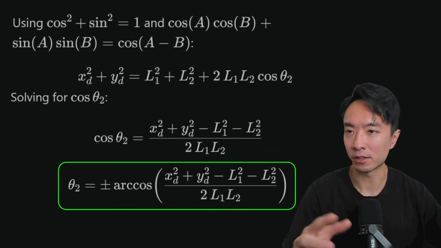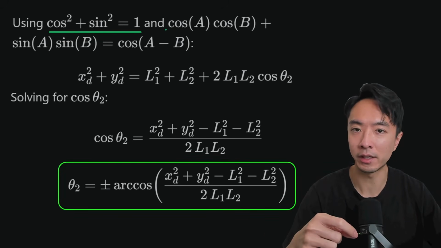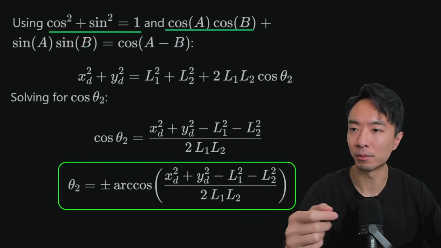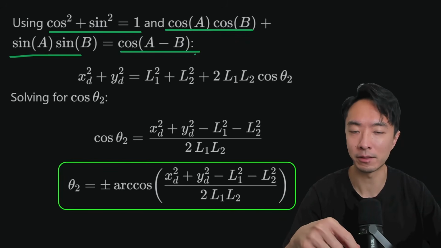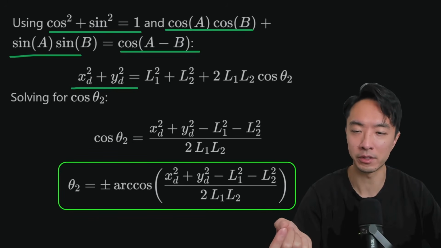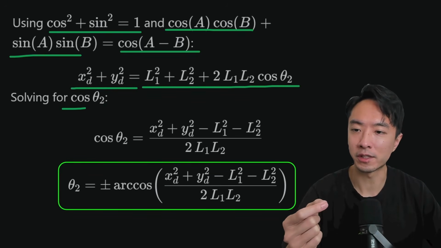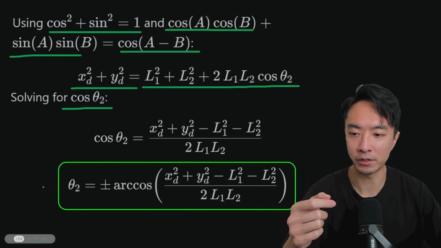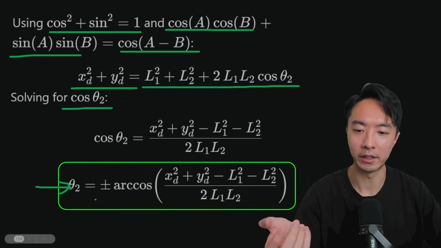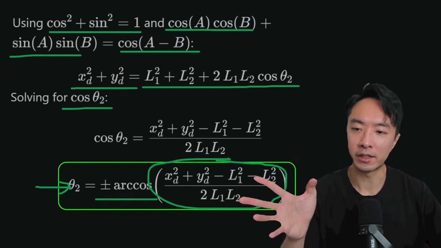Once we have that, we can start doing some algebra. Using the property that cosine squared plus sine squared equals 1, and that cosine A cosine B plus sine A sine B gives us cosine of A minus B, we can say that xd squared plus yd squared equals this expression right here. The main thing we're solving for is cosine of theta 2. Once we do that, we can solve for theta 2. We get an arc cosine of this expression, so this is how you get theta 2.